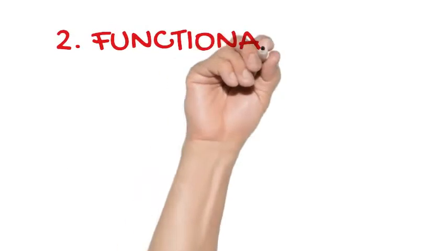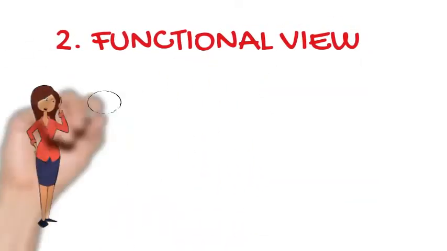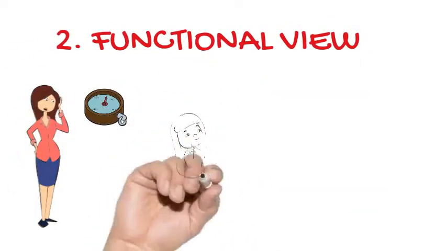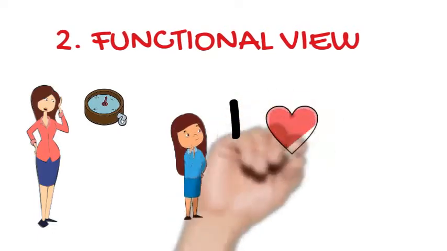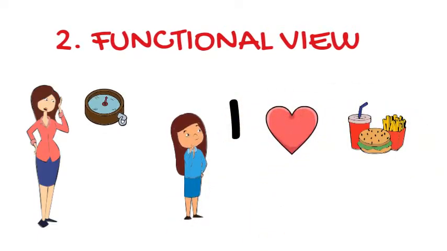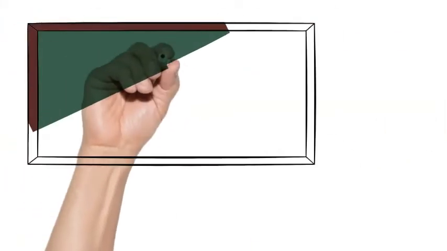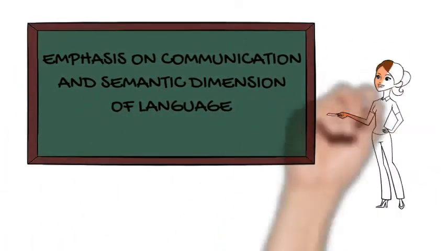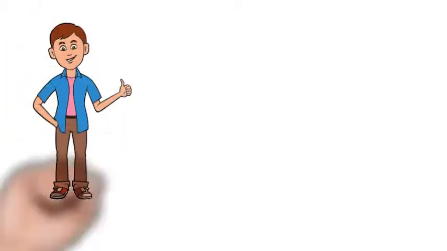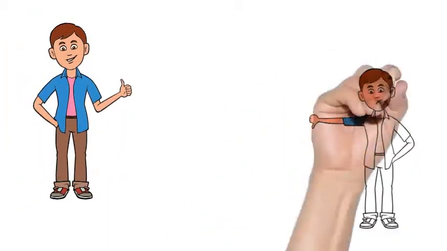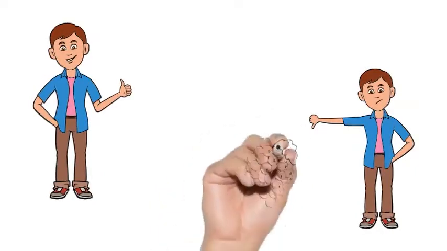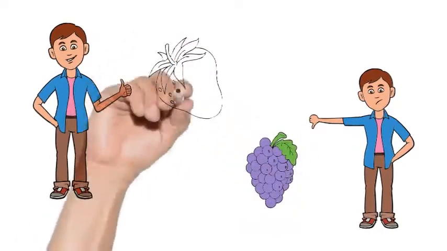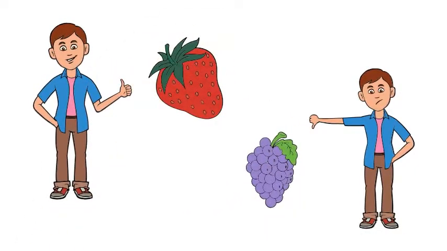Then we find the functional view. A function is a reason for speaking. For example, asking for directions or expressing preferences. This theory emphasizes the semantic and communicative dimension rather than the grammatical characteristics of language. So, if you use an approach with a functional view, instead of teaching present simple, you will teach your learners how to express likes or dislikes, for example.